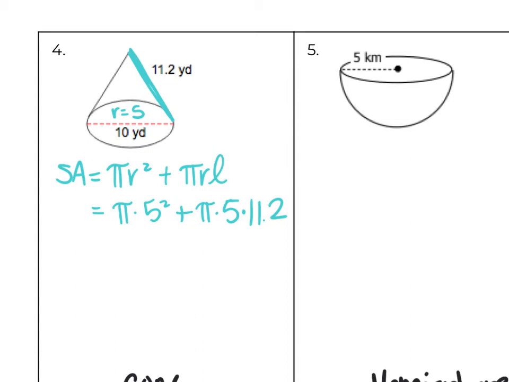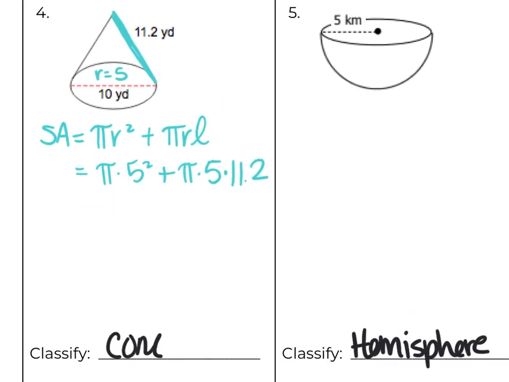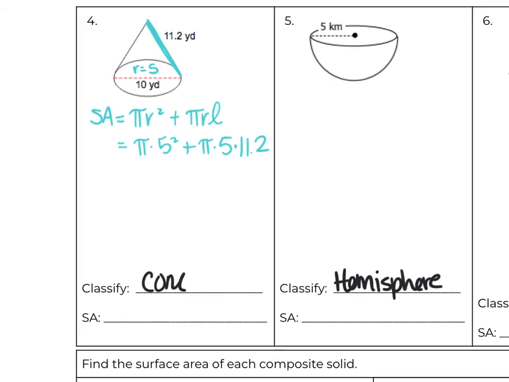Okay, so type all that in. Does anyone already have that? Yeah, what'd you get? Did you get 254.5? Yes, me too. So when you type all that in, 254.5 yards squared.